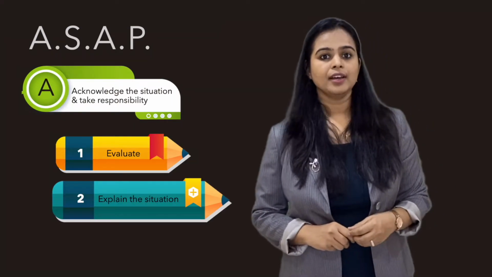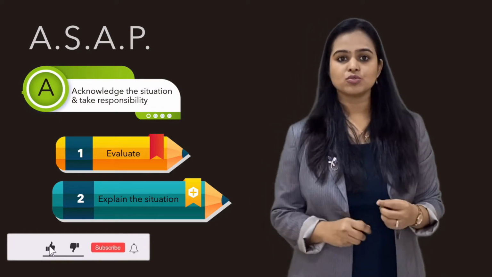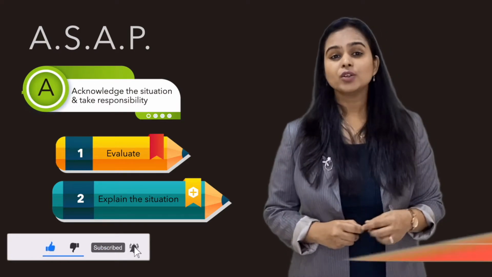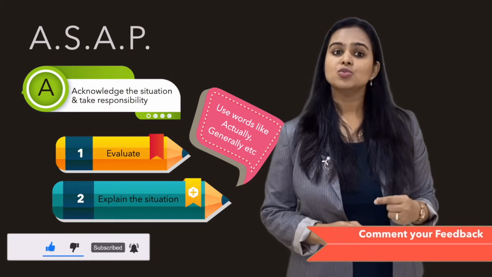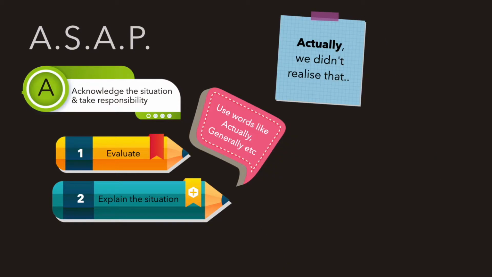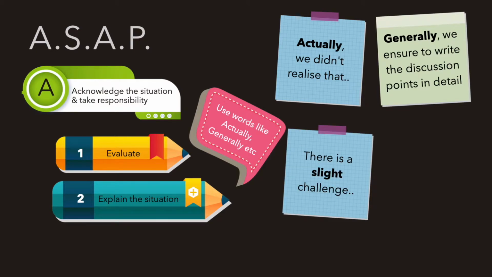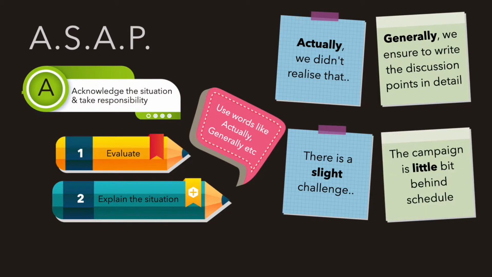Once you have conveyed that you have spent some time in evaluating the situation, it's important to explain the situation in a more polite way. Now there are two important tips here. One, use words like actually, generally, slight, little. For example, actually, we didn't realize that. Generally, we ensure to write the discussion points in detail. There is a slight challenge here. The campaign is a little bit behind schedule, etc. Let me tell you, this is the easiest way to sound indirect and polite while delivering the bad news.